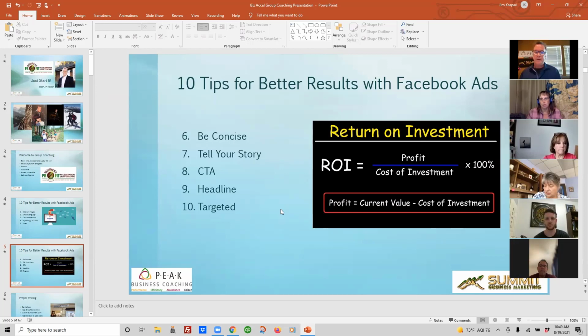And then the super amazing thing about Facebook is you can target your audience geographically, demographically, by interests, by hobbies, by age, by sex. You can exclude certain people. You can create an audience. Like if I wanted to target people that followed Tony Robbins, I could do that.